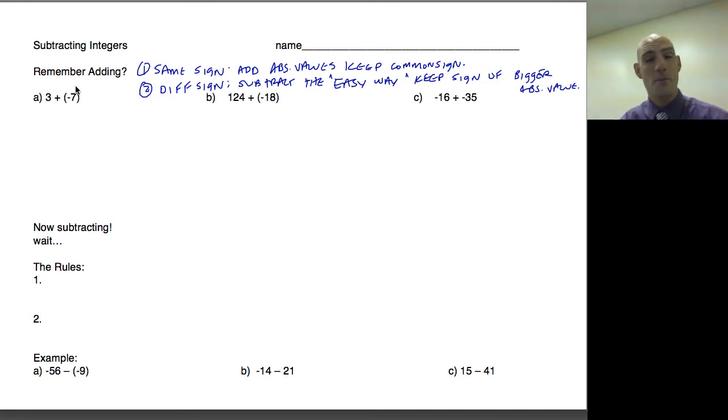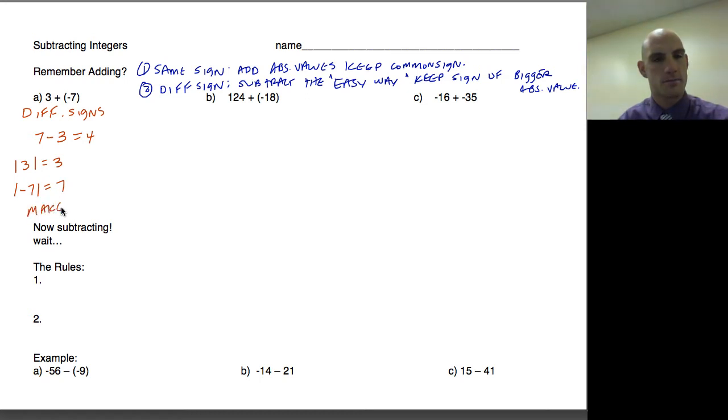When we look at this in an example setting, notice here, I have different signs. And so that means we are going to subtract the easy way. So 7 minus 3 equals 4. And the absolute value of 3 equals 3. And the absolute value of negative 7 equals 7. So we're going to make it negative. So the answer is going to be negative 4. All right, so that was different signs.